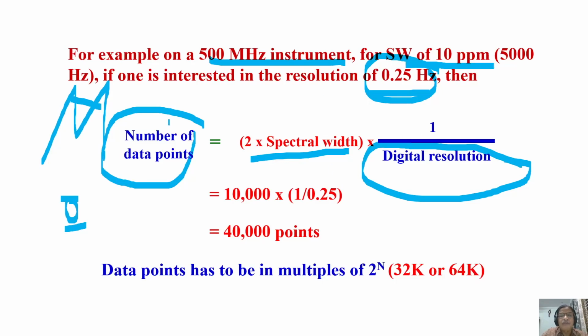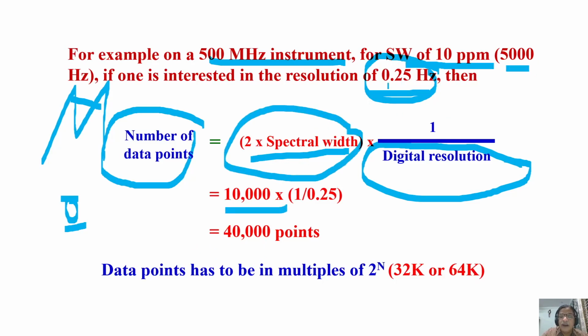Now for 10 ppm, I have to take 5000 hertz. This is twice the spectral width, so it is 10,000 hertz, divided by 0.25, the digital resolution I want. So the number of data points I must choose should be a minimum of 40,000 points.